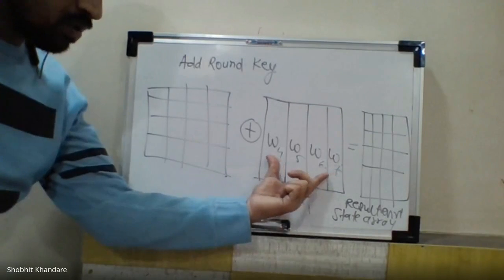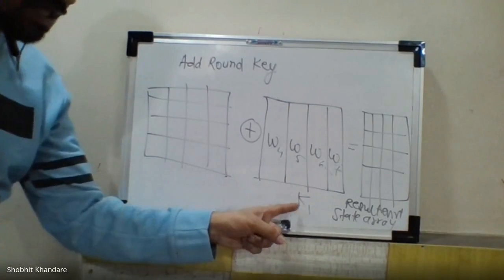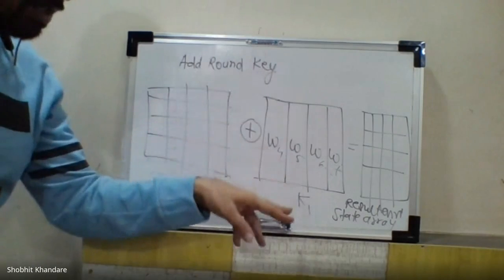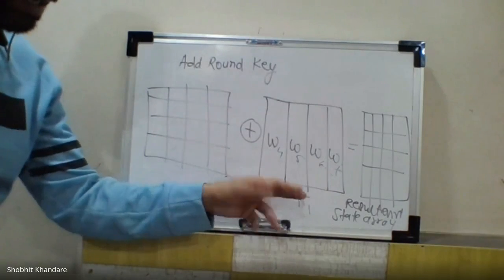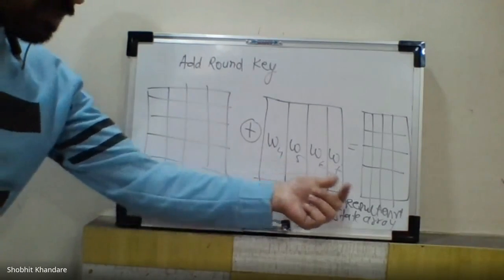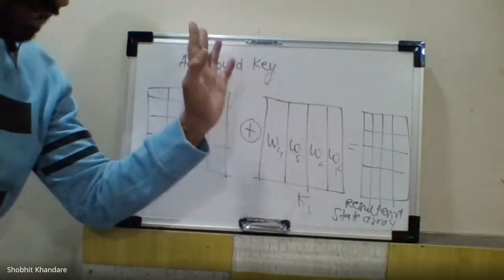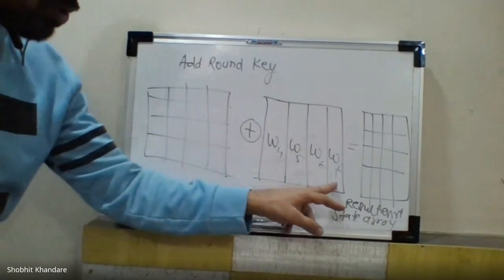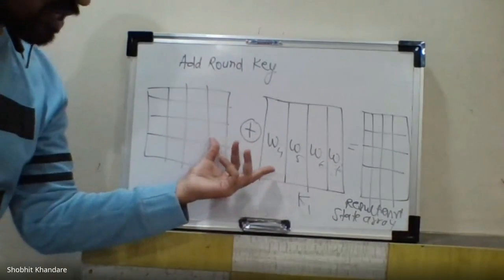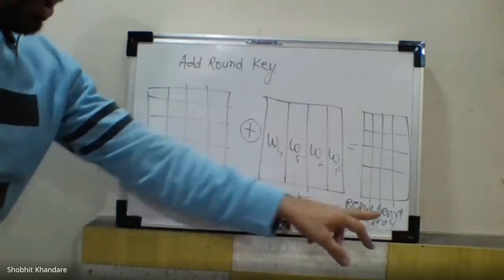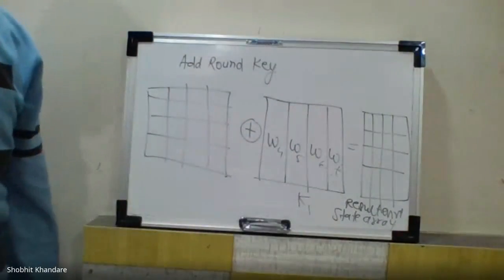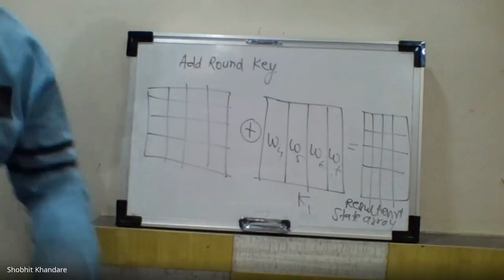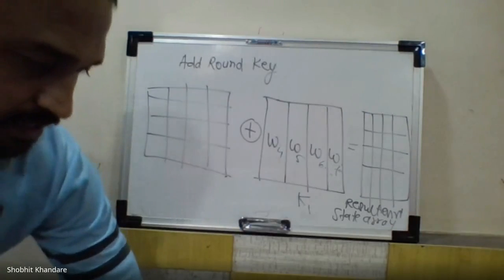As per the round, you will have the key. For the first round it is K1. For the 10th round it is K10. And in that K10 you know what are the respective words. We have written this earlier also, so this is not new to you. And when you do the XORing, you will have the resultant state array.